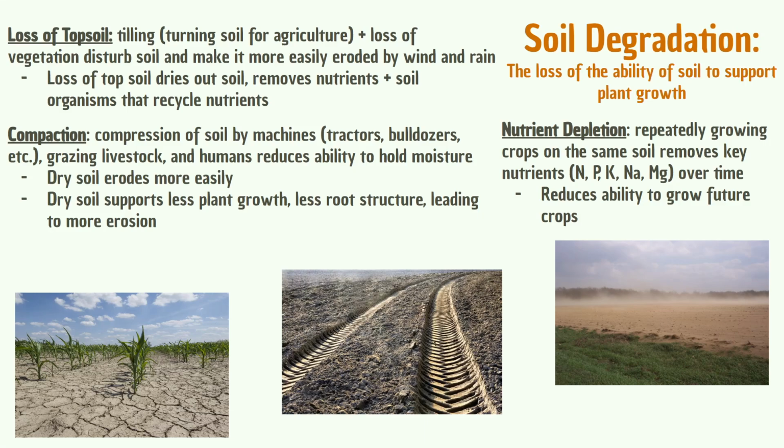Secondly, compaction is the compression of soil by machines such as tractors or bulldozers, things like grazing livestock such as cattle or sheep, and then even just humans walking an area can cause soil compaction. The problem with soil compaction is it forces the soil particles closer together, which eliminates the pore space, which is really vital for holding water.